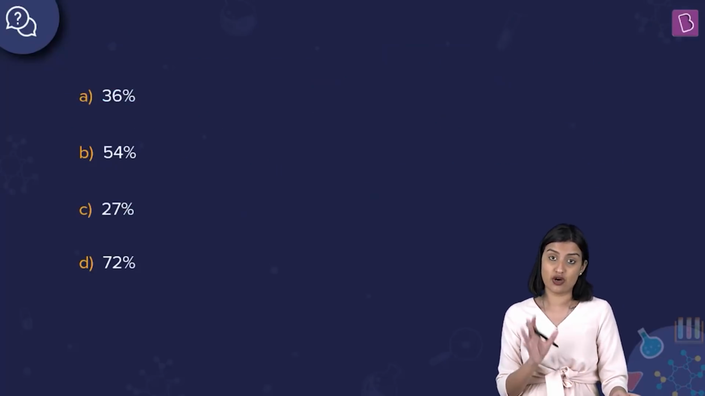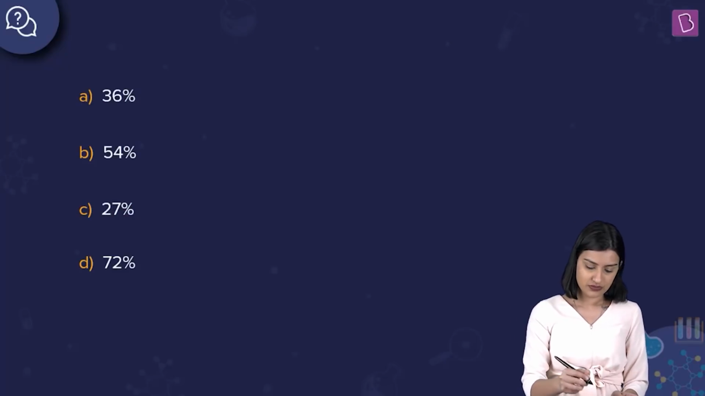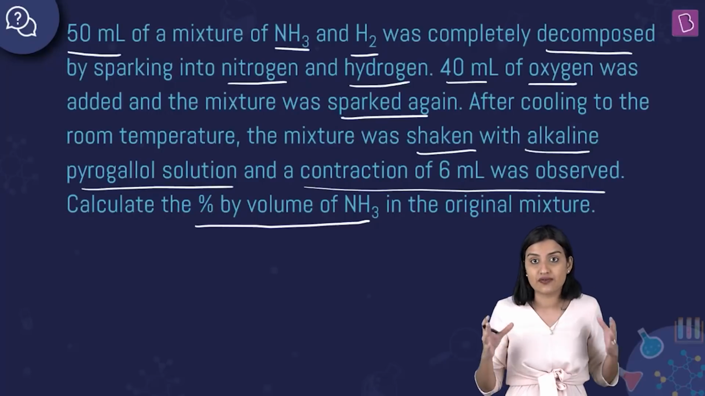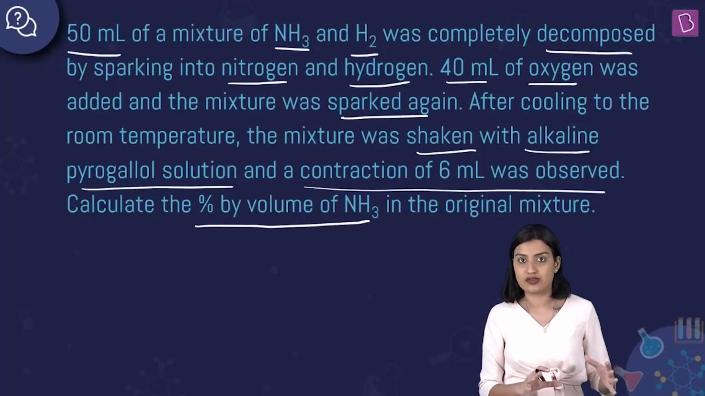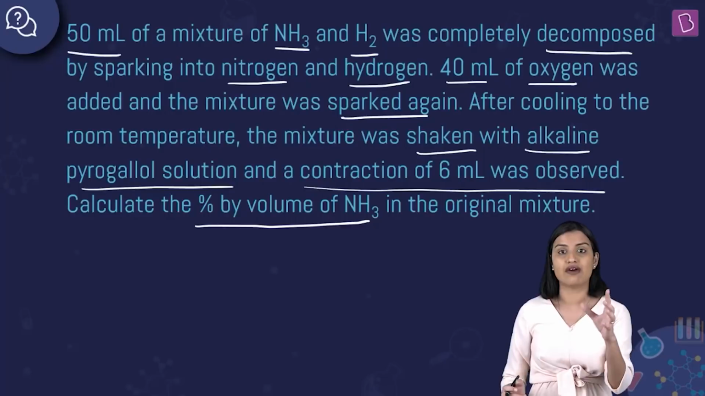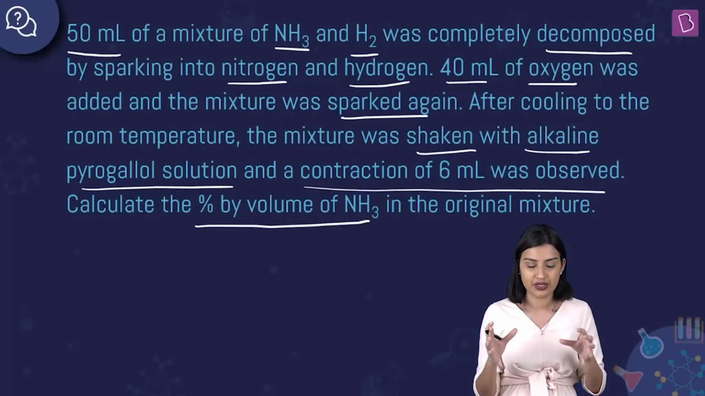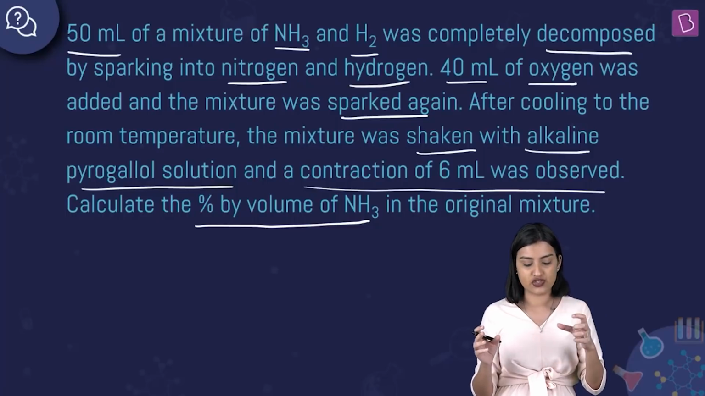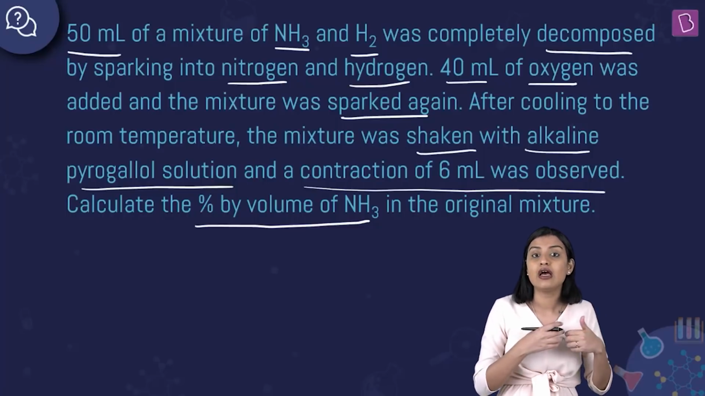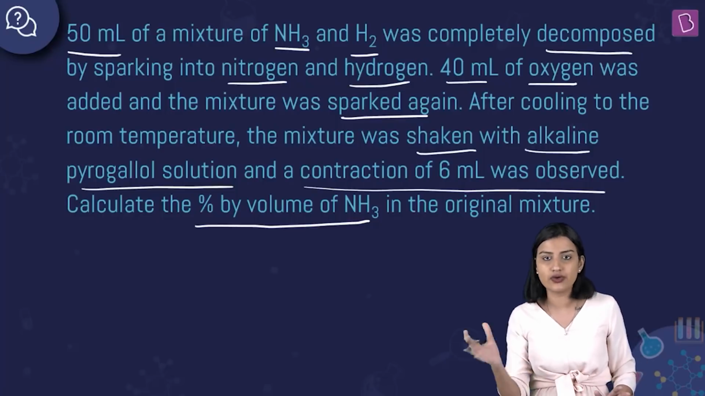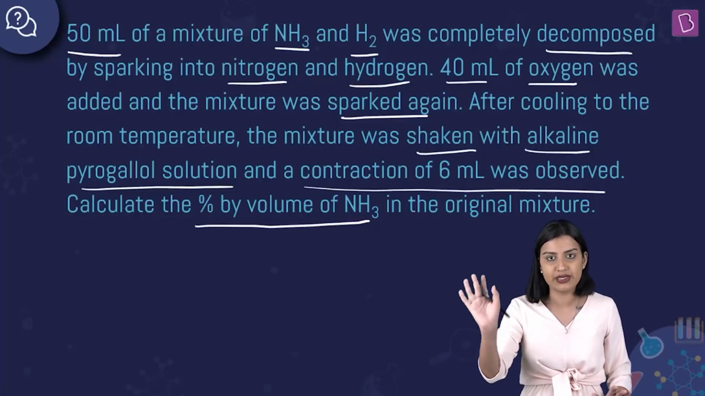And these are your options for the percentage of ammonia. So, first understand the premise of the question and what it is trying to ask you. First thing is, you have a mixture of ammonia and dihydrogen, NH3 plus H2, right? And this entire mixture was sparked and allowed to decompose, which means what? Hydrogen is not going to decompose any further. Hydrogen is going to remain dihydrogen.